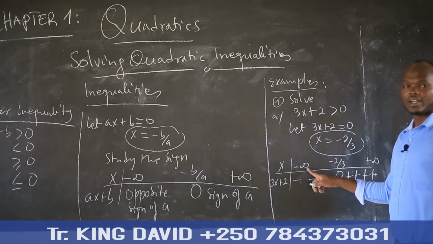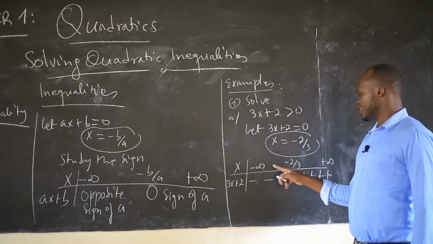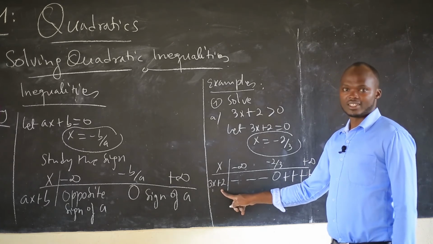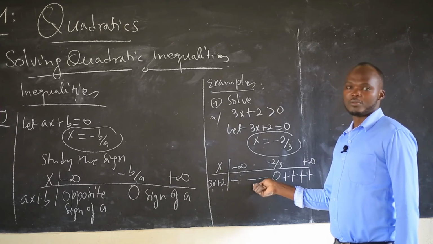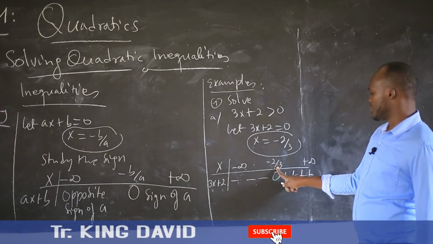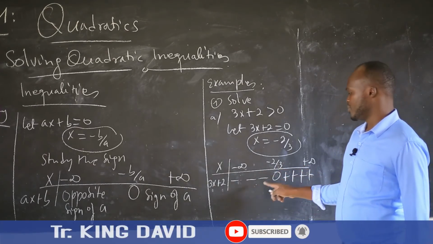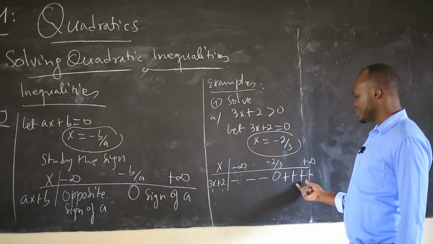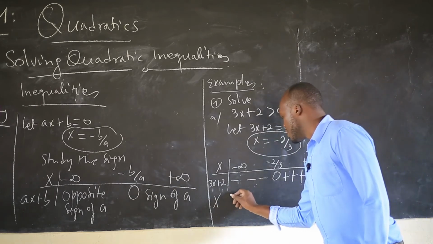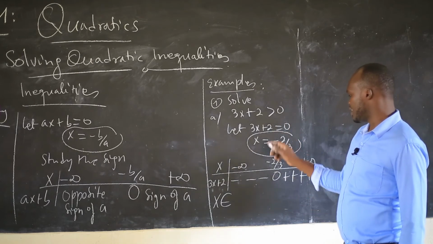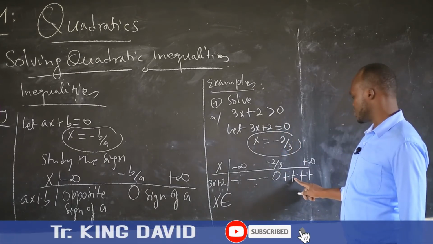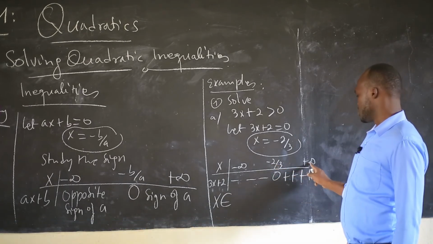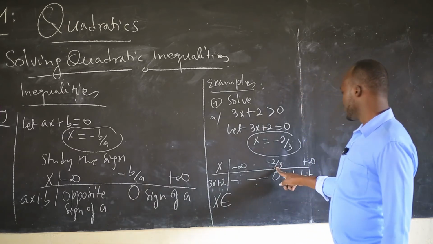Or you can choose any number from negative infinity to negative 2 over 3. You can choose like negative 5. If you put negative 5 here, it will be negative 15, negative 15 plus 2, which is negative 13. So the answers that you get here will all be negative. Choose a number from negative 2 over 3 to positive infinity. Let us choose 0. If you put 0 there, it will be 0 plus 2, which is 2, and that 2 is positive. You see, we have positive solutions here. So now x here is a member. Because we have greater than, we consider positive solutions. The positive solutions are given by from negative 2 over 3 to positive infinity.